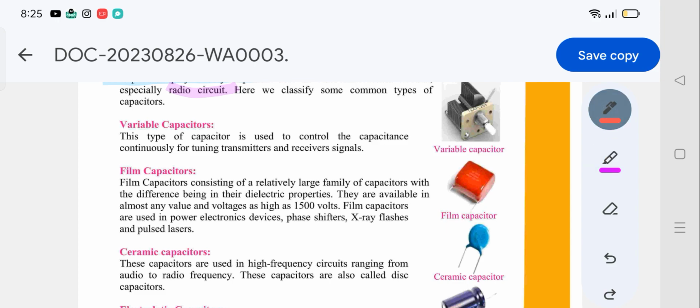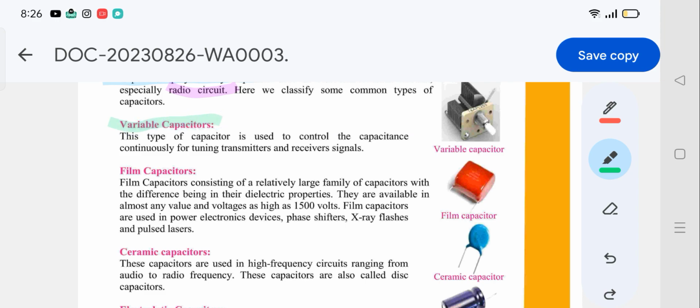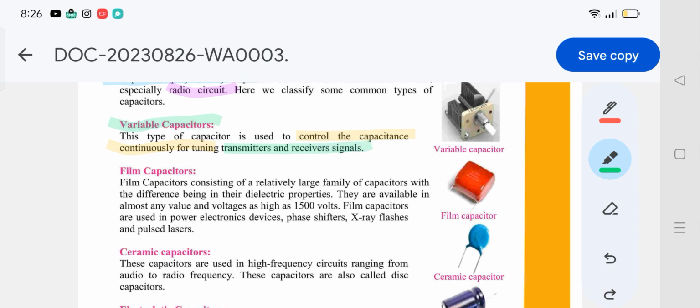As you can see, the first type of capacitors is what we call variable capacitors. This type of capacitor is used to control capacitance continuously for tuning transmitter and receiver signal. Important point, right? Transmitter and receiver signal. So what are variable capacitors used for? Variable capacitors are used to control the capacitance continuously for tuning transmitter and receiver signal, right?